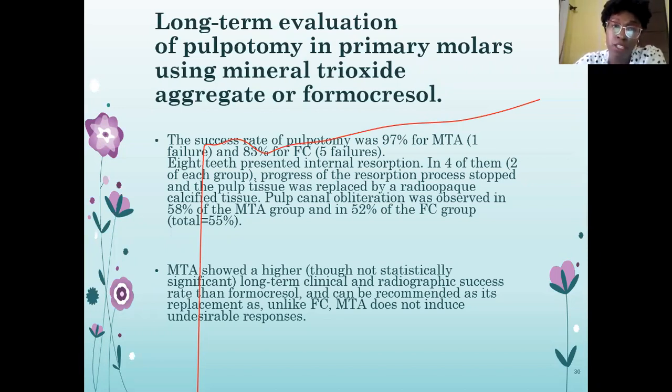So MTA shows a higher, although not statistically significant, long-term clinical and radiographic success than formocresol. So it can replace formocresol, and it doesn't induce undesirable responses.